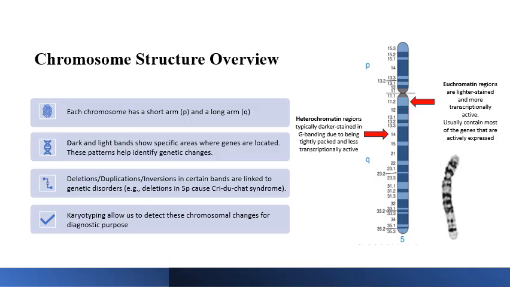Now, chromosome structure includes heterochromatin and euchromatin regions. And we need to know this because depending on where your deletion or duplication lies, it really is important for the diagnosis of your patient. Now, heterochromatin is densely packed, often gene poor and stains dark. In contrast, euchromatin is gene rich and stains lighter, reflecting its active role in gene transcription. Now, this structural distinction is key in identifying abnormalities during analysis, as I mentioned.